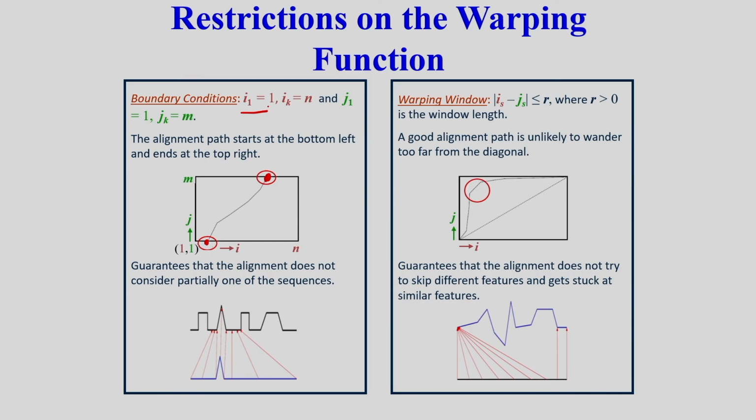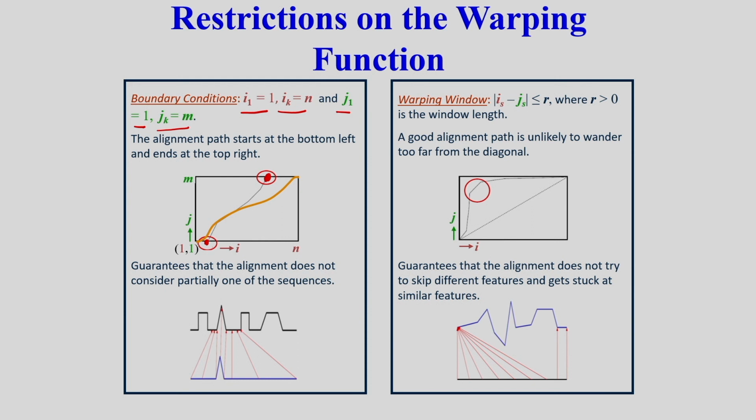I_1 should be equal to 1 and I_k should be equal to n, and similarly J_1 should be equal to 1 and the ending point should be J_k equal to m. So here you can see I am showing the actual alignment path based on the boundary condition. So the second one is the alignment path considering the boundary conditions. Next point is the warping window.